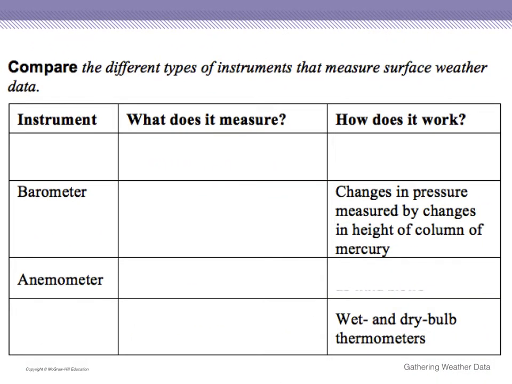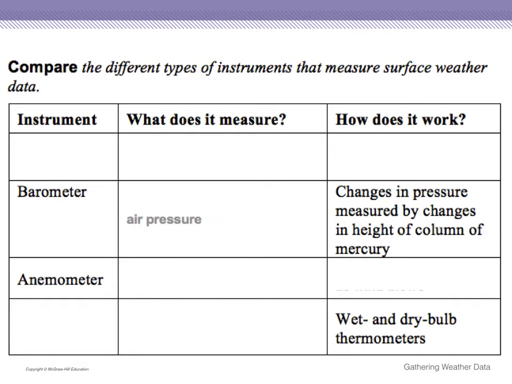Now, in this table, we're going to compare the different types of instruments that measure, what they measure, and how they work. We're going to start with a barometer that works by measuring the changes in pressure measured by the changes in height of a column of mercury. High pressure air will push the mercury more, low pressure air will allow the mercury to go down, which then you have low pressure. Now, barometers measure air pressure.